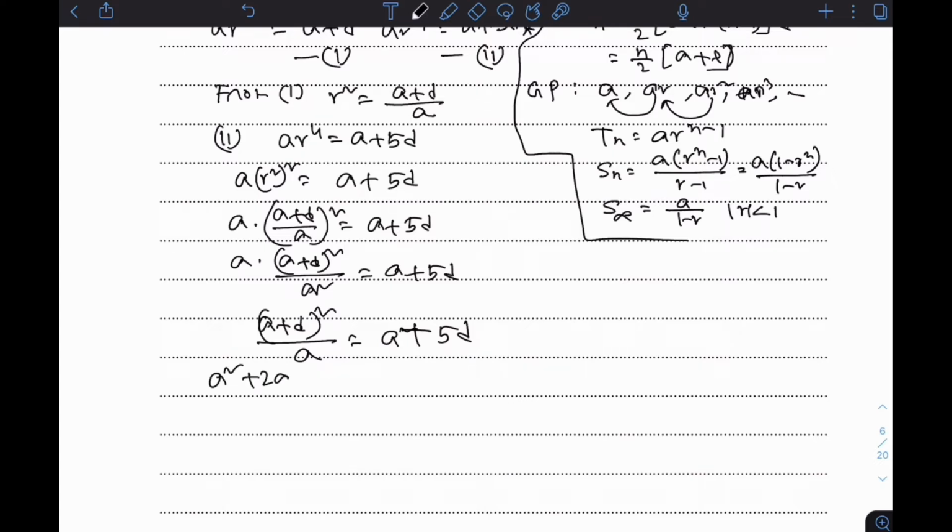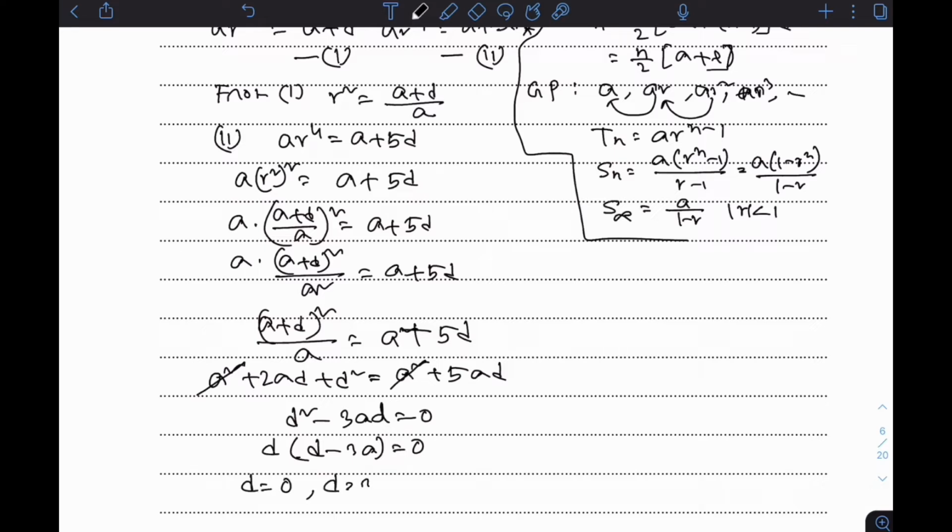Then simplify this one. A square plus 2AD plus D square equals A square plus 5AD. If I simplify, these two will be cancelled, and then D square and 5AD, if it goes over there, settles with 3AD, goes to 0. D is common, so D into (D minus 3A) equals 0. So D can be 0 or D can be 3A, but D equals 0 will not be acceptable since it is a series.